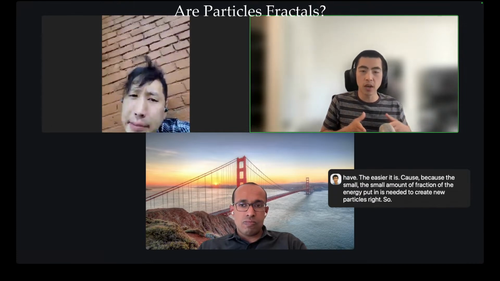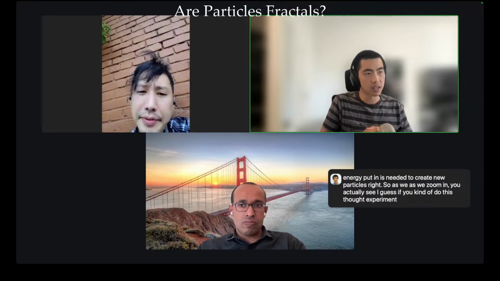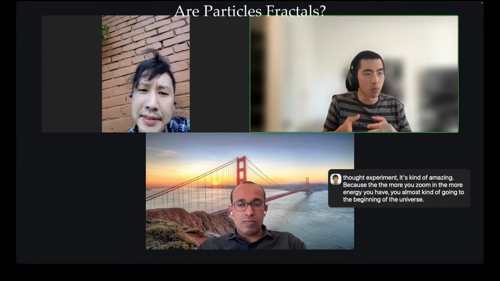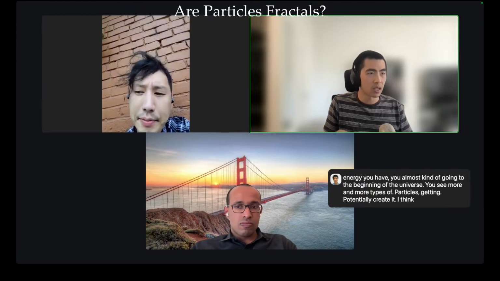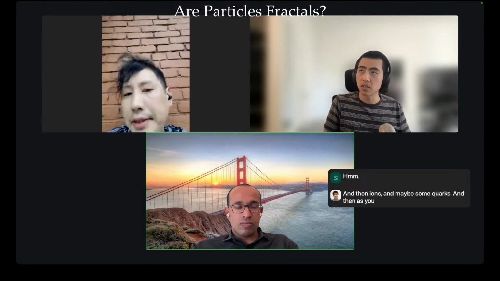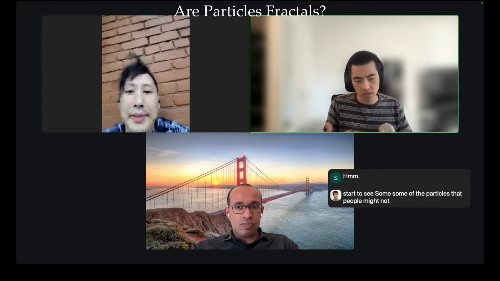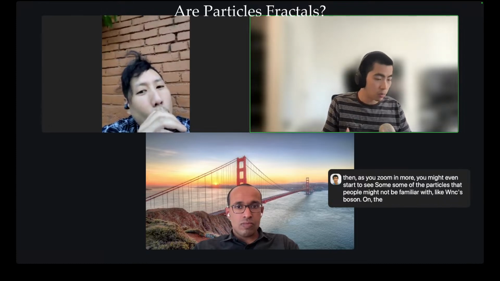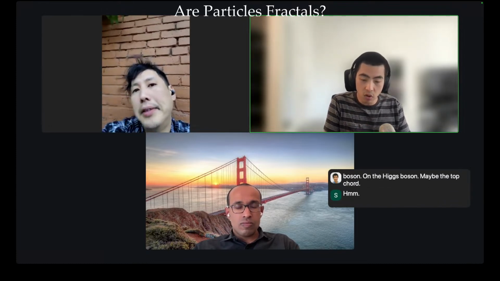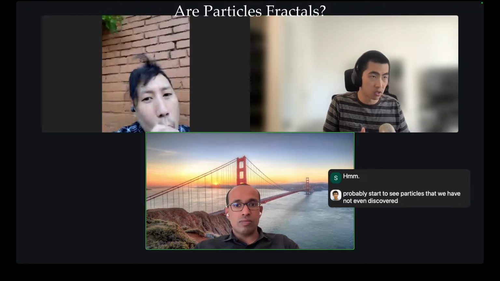So as we zoom in, you actually see... I guess if you do this thought experiment, it's kind of amazing because the more you zoom in, the more energy you have. You're almost going to the beginning of the universe. You see more and more types of particles getting potentially created. I think first is the electrons, and then pions, and maybe some quarks. And then as you zoom in more, you might even start to see some of the particles that people might not be familiar with, like W and Z boson, or the Higgs boson, maybe the top quark. And if you zoom in even more, you probably start to see particles that we have not even discovered ourselves, and so on and so forth, right?